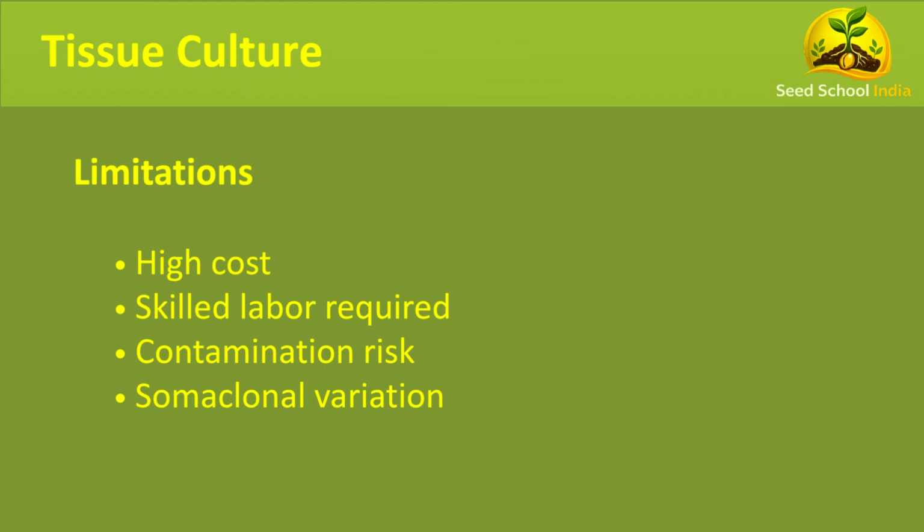There is also the issue of somaclonal variation. Sometimes, plants produced through tissue culture may show genetic variation, which is undesirable when uniformity is required. Additionally, plantlets produced in vitro are delicate and may not survive when directly transferred to field conditions, leading to losses during acclimatization. So, while tissue culture is powerful, it requires precision, expertise, and proper management.